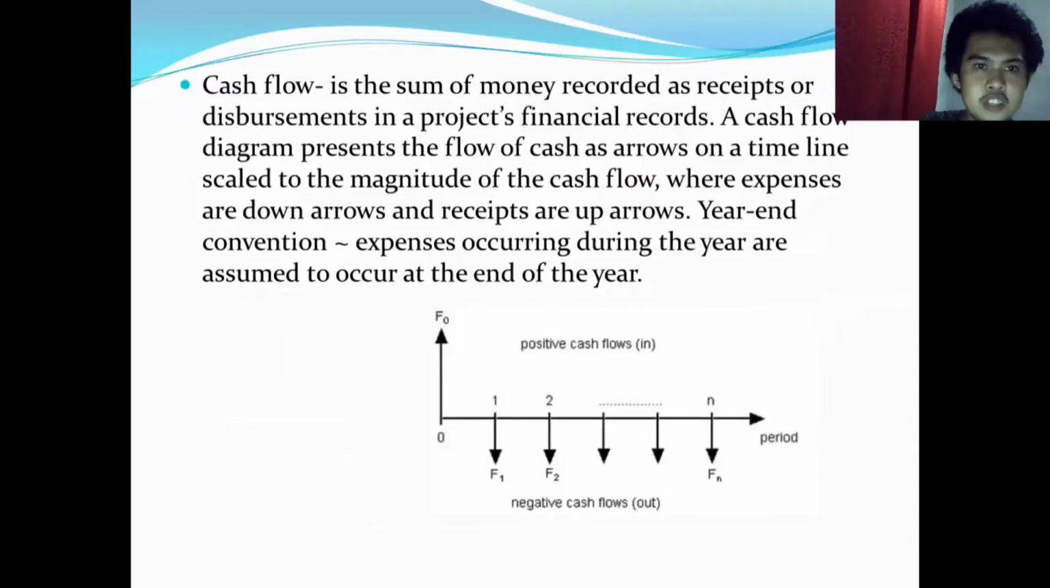In a cash flow diagram, cash flow is the sum of money recorded as receipts or disbursements in a project. Financial records as a cash flow diagram present the flow of cash as arrows on a timeline scaled to the magnitude of the cash flow, where expenses are down arrows and receipts are up arrows. Year-end convention: expenses occurring during the year are assumed to occur at the end of the year.